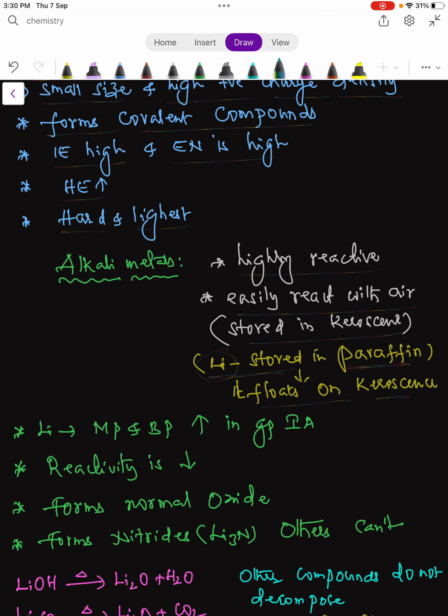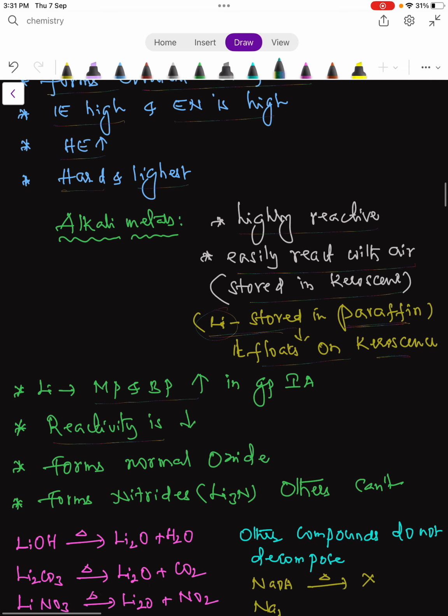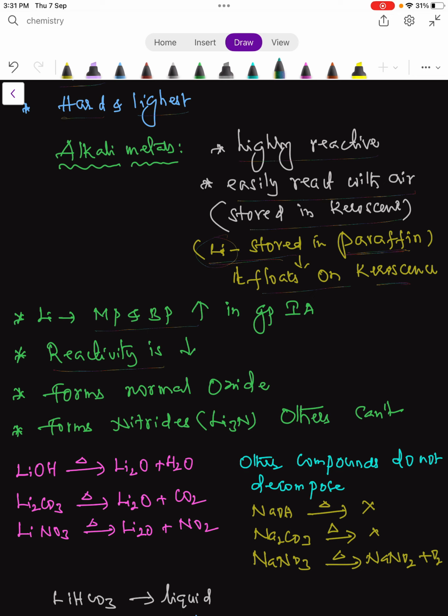So lithium has high melting and boiling points among the 1A group elements, and the reactivity of lithium, if you see, is less. This lithium can form normal oxides, it cannot form superoxides and peroxides, but it can form normal oxides. At the same time, it forms nitrides, whereas the remaining elements of 1A group cannot form nitrides. So the properties of lithium, if you observe, are different from the rest of the elements in the same group.